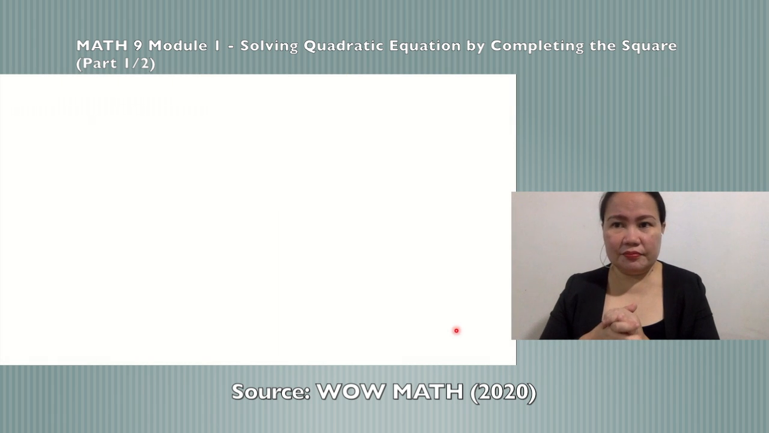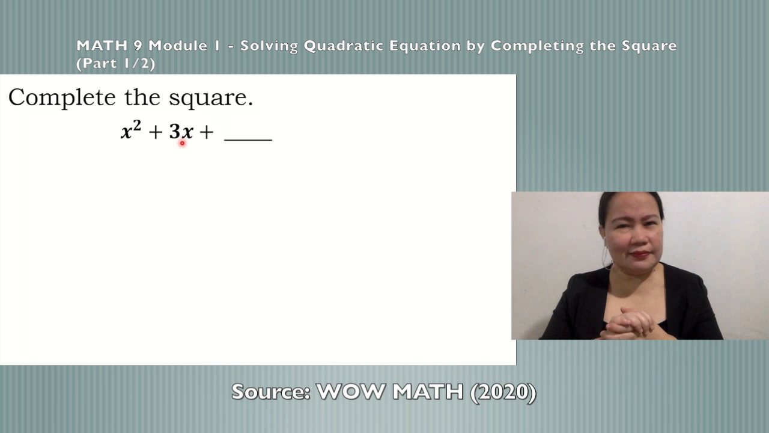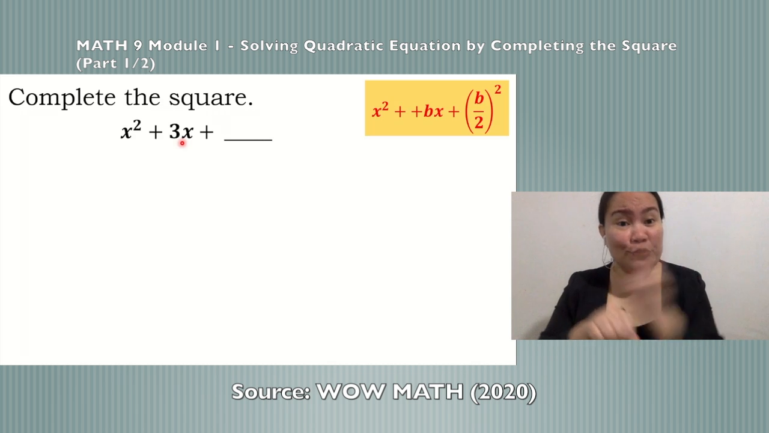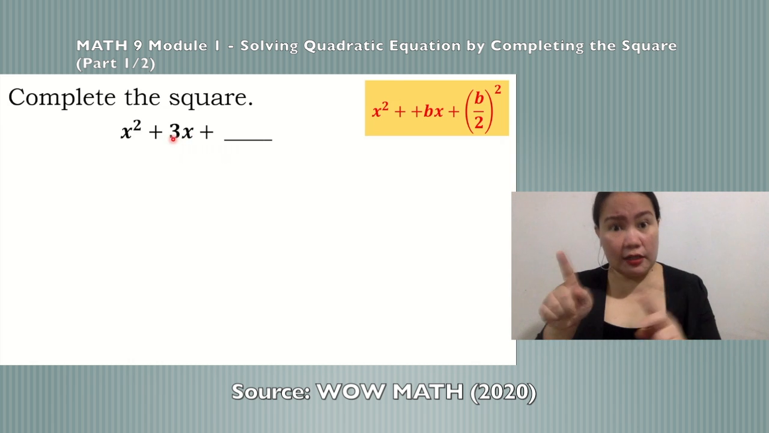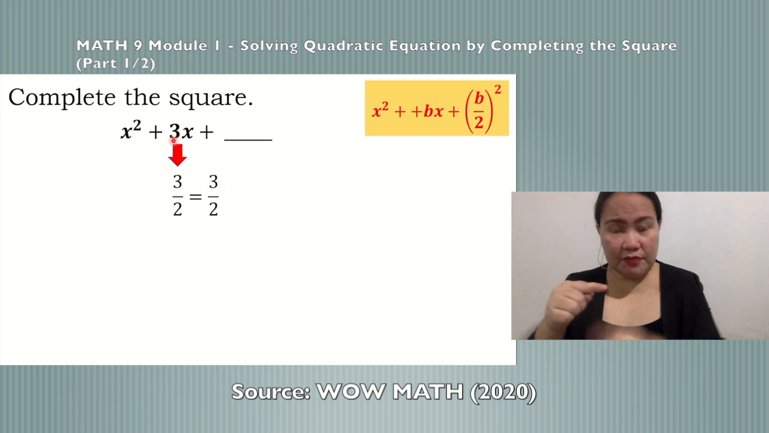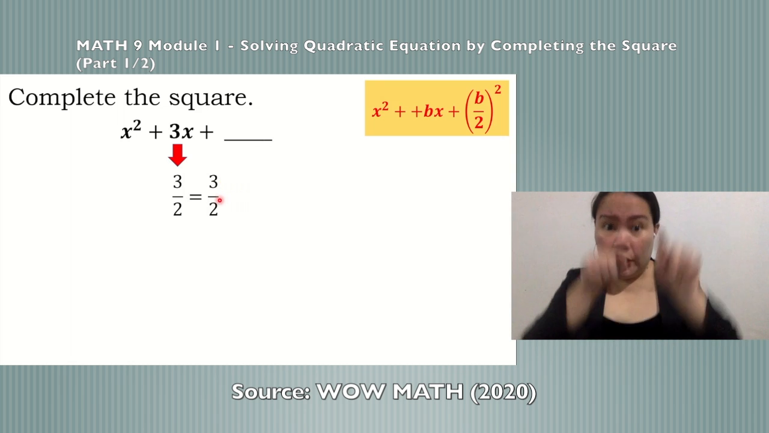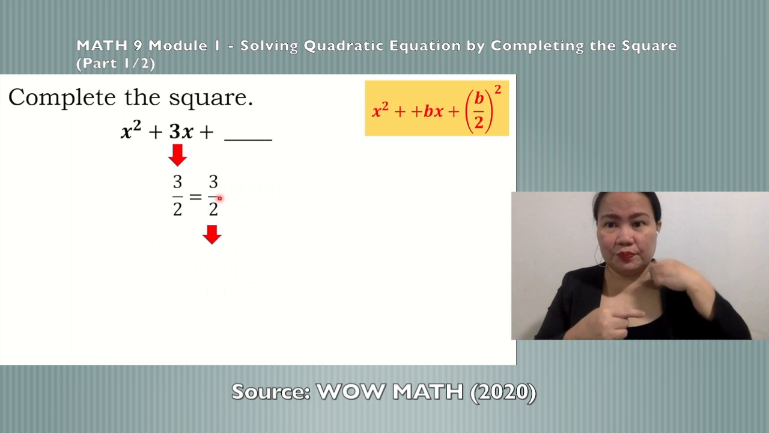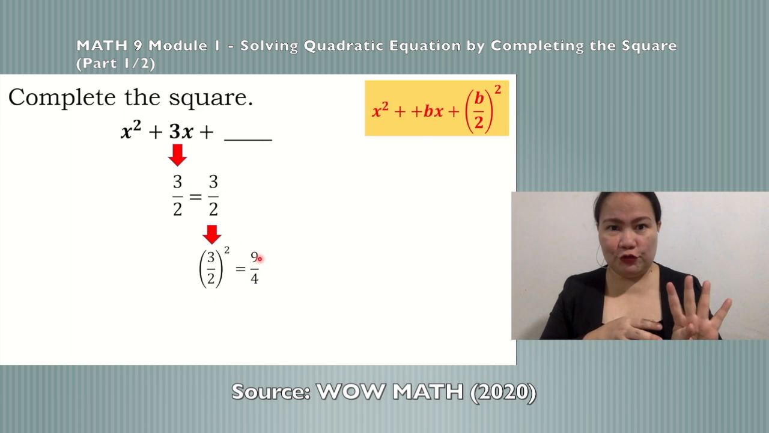Next, we have x squared plus 3x. So, ano ang unang gagawin natin? Gamit ulit yung equation na to. So, ito yung value ng b natin. Pagkakuha ng value ng b, divide natin kay 2. So, since hindi exact yung sagot nila, ito na mismo ang gagamitin natin, si 3 over 2. So, squared na natin si 3 over 2. 3 over 2 squared is equal to 9 over 4.